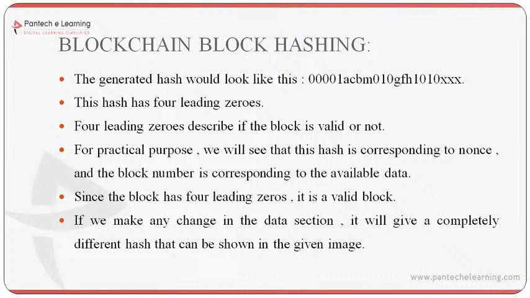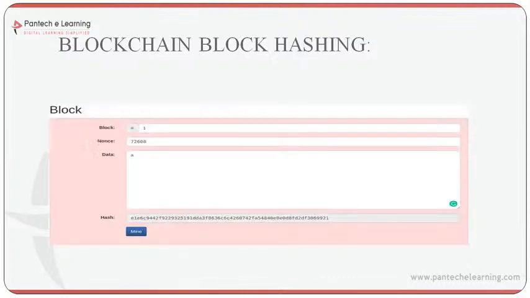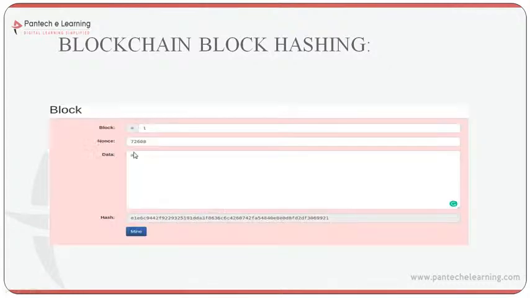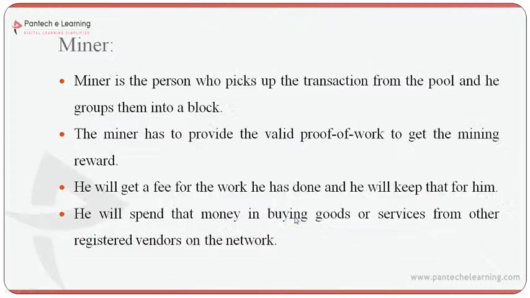If I change any data, it is going to give me a completely different hash. As I told you, even if I change a single character, my entire hash value is changed. Previously, with no input data, it had 4 zeros and was a valid hash. Now I am changing the data here, and you can see how my hash changes. Even a single character change changes the entire hash value.